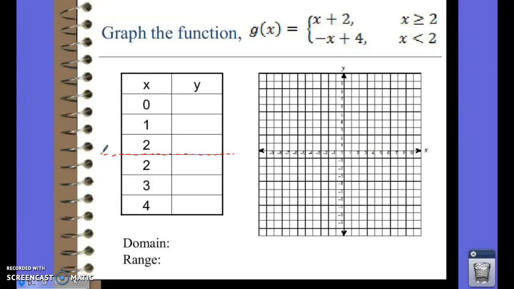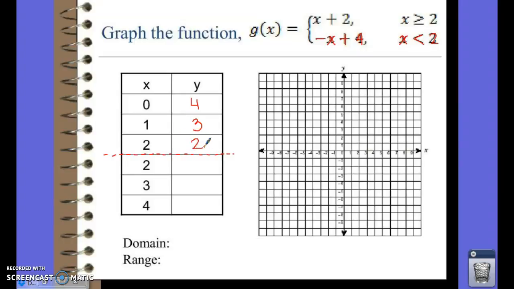Which equation is going to use 0, 1, and 2? Well, if I put 0 in for x, is 0 greater than or equal to 2? Is 0 less than 2? So I'm going to plug 0 in to the bottom equation. So 0 times negative 1 plus 4 is 4. Negative 1 plus 4 is 3. Negative 2 plus 4 is 2.